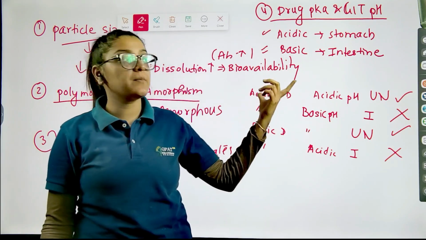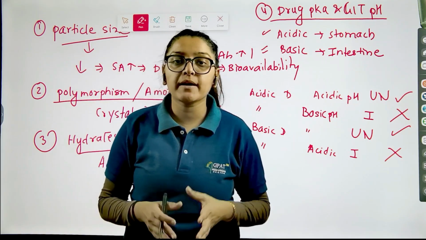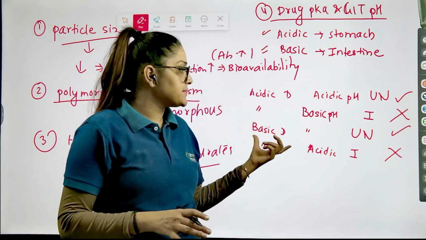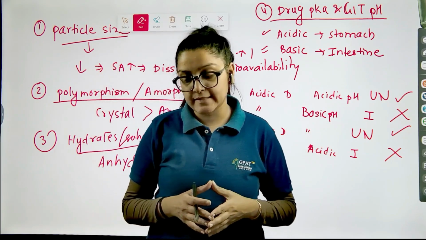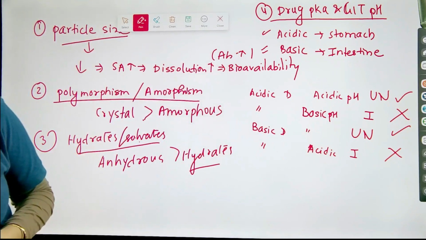So acidic drug will be better absorbed in the stomach that has the acidic pH, and basic drug will be better absorbed in the intestine which has the basic pH.